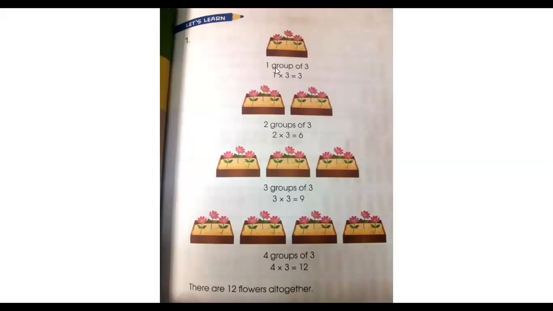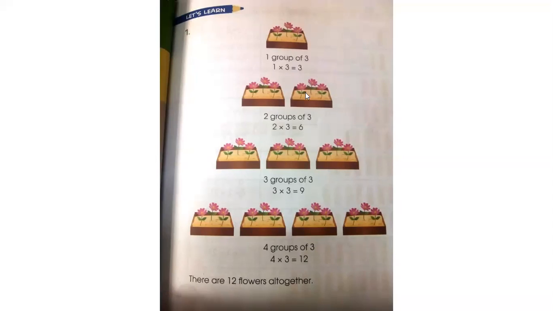One group of 3, one group. How many flowers in it? 3. It means one group, 3 flowers. Now 2 groups, and each group contains 3 flowers. 2 groups of 3 is 6. We can count the flowers as well. Now you must notice one thing. There was one group and 2 groups.